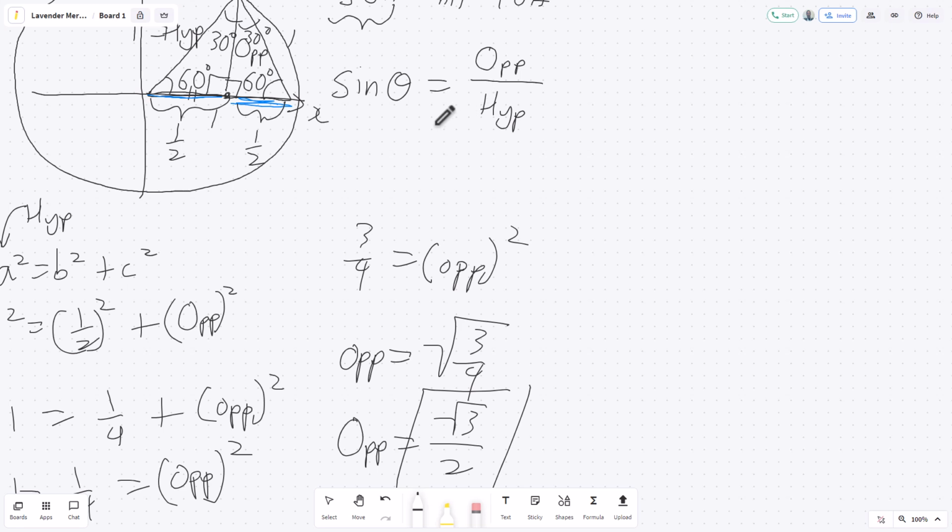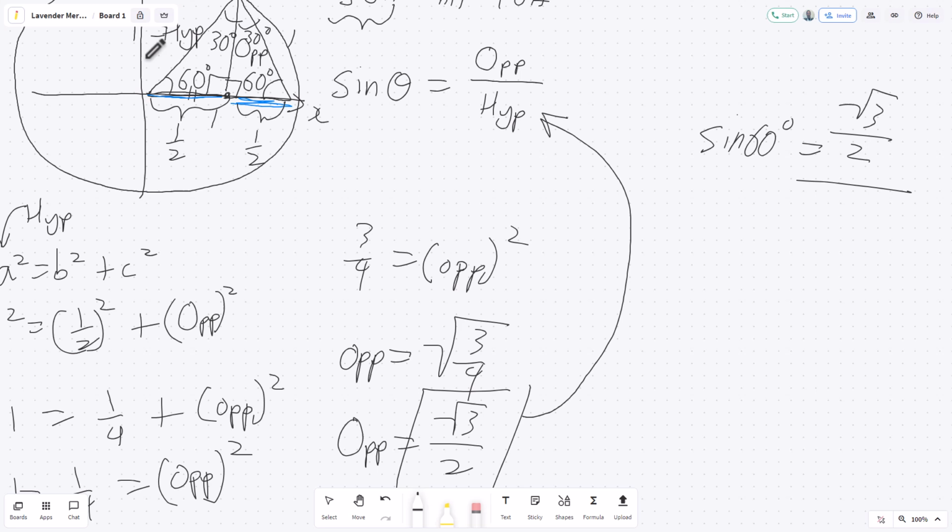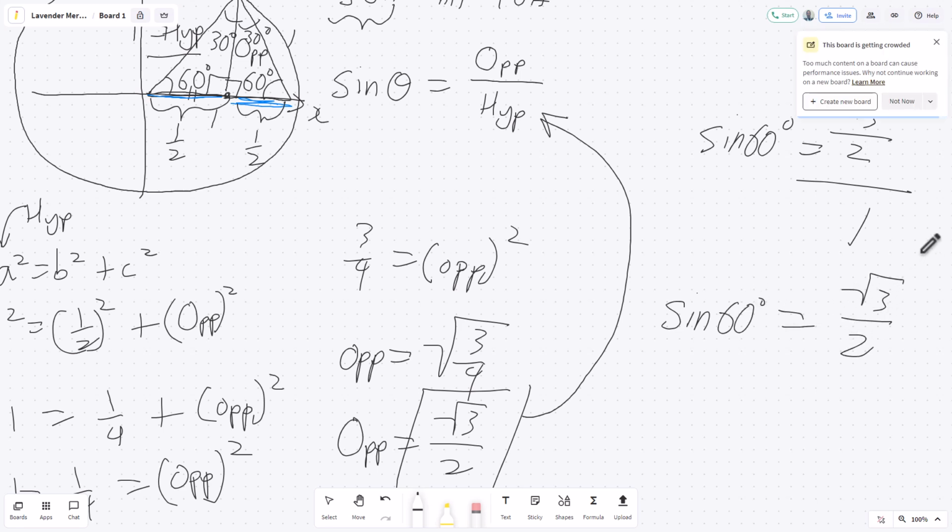And the reason why that's the answer is because sine theta is equal to opposite over hypotenuse. So with the hypotenuse being 1, if we fill this in at the top here, then sine of 60 degrees becomes root 3 over 2 all over the hypotenuse, which in a unit circle is 1. So therefore, sine 60 degrees is equal to root 3 over 2. And there we have our final answer on how to get the sine of 60 with no calculator.